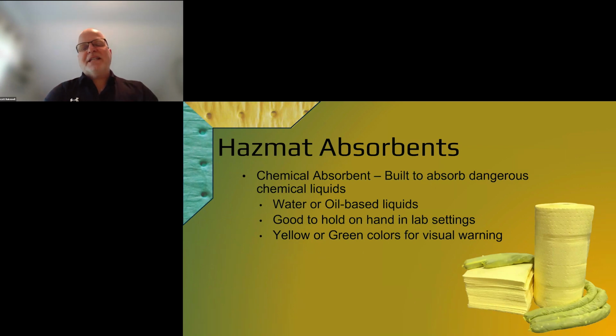Hazmat folks, and in our case, a lot of our colors are yellow. Our primary color is yellow, but we also make green. Built to absorb any dangerous chemical liquid, water or oil based as well. Good to have on hand in lab settings. And again, as I mentioned, yellow or green for visual warning.